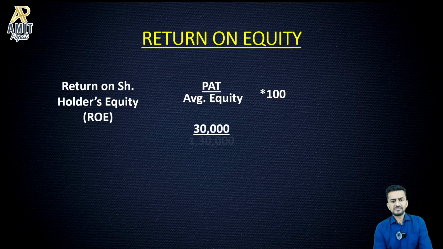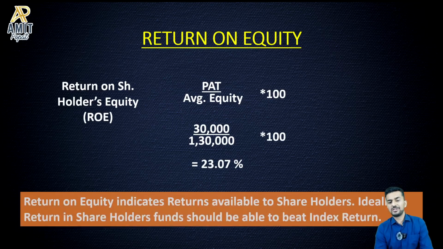Okay. So 30,000 divided by 1 lakh 30, we had got a 1 lakh of owner's equity at the beginning, 30,000 profit got added, and this ratio is 23.07%. So return on equity indicates the return available to the shareholders, and ideally return on equity should be able to beat index return.